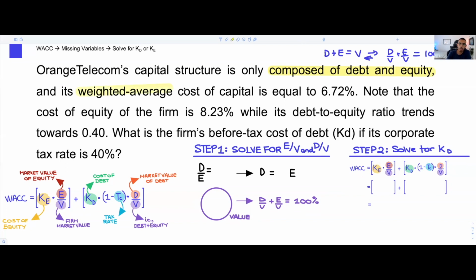We were also given the weighted average cost of capital, which is equal to 6.72%. So we could say WACC is equal to 6.72%. And we're also letting you know that the cost, actually, we're going to go to another one. This is the same question, my bad.